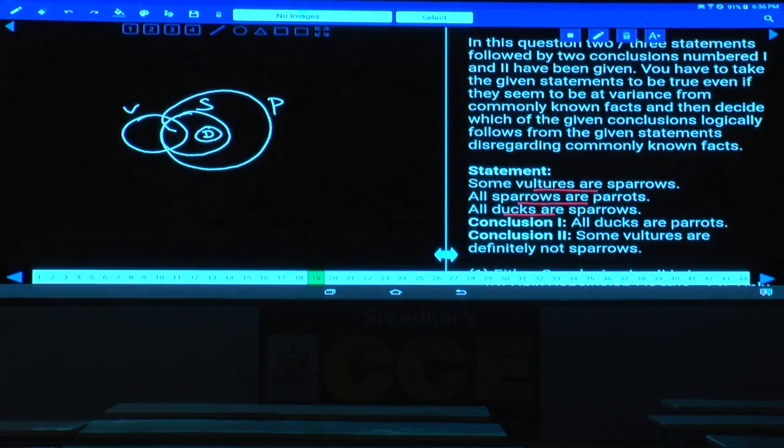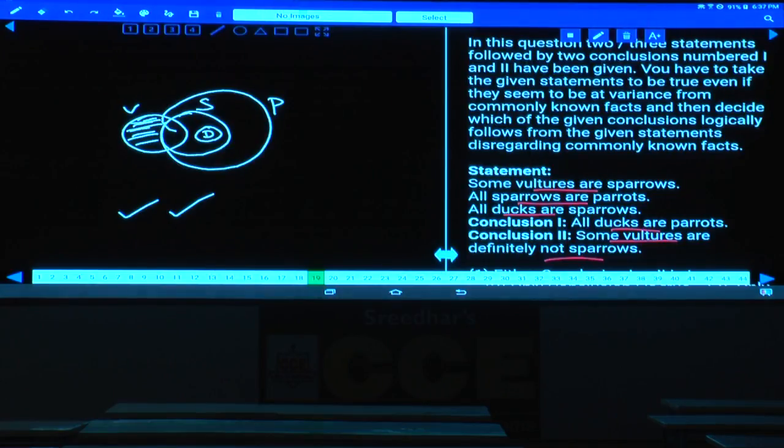Then what is the first conclusion here? All ducks are parrots. Is it definitely true or not? Definitely true. Then what is the second one? Some vultures are not sparrows. Is it definitely true? Now it is a negative conclusion, isn't it? In order to make this one false, we should draw what?